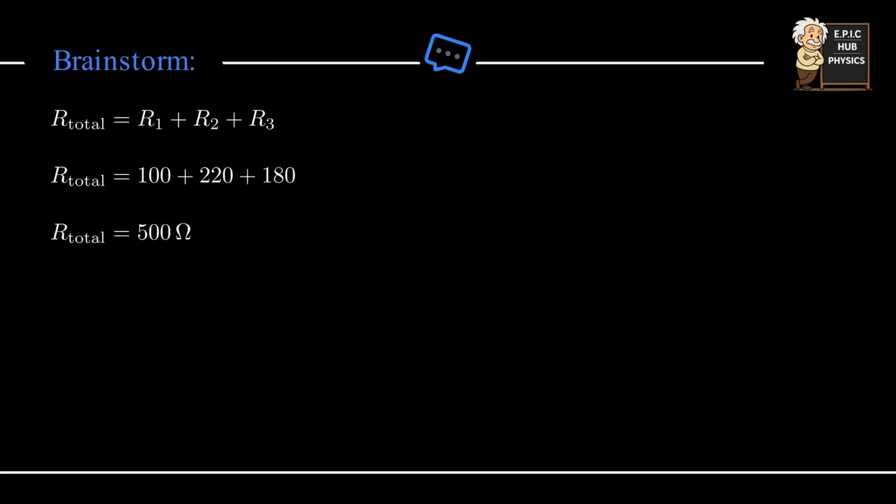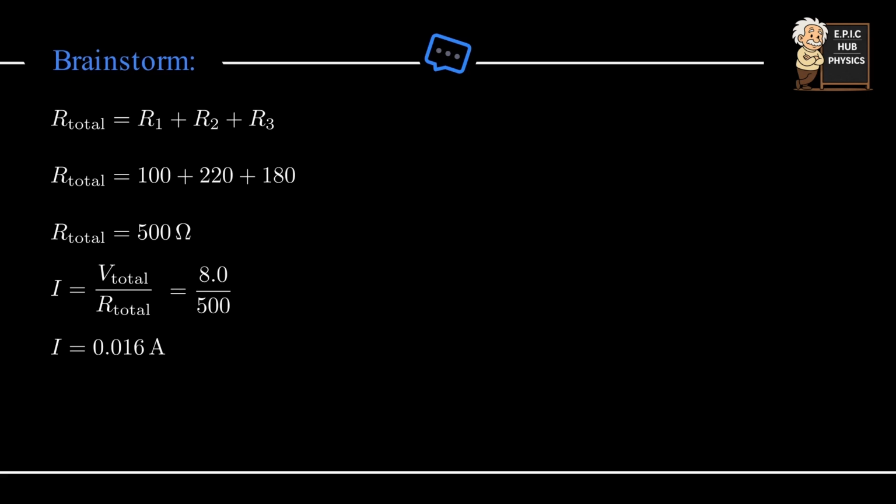Next, we calculate the current in the circuit. Using Ohm's law, current equals the total voltage divided by the total resistance. Substituting in the values, current equals 8 volts divided by 500 ohms. This gives a current of 0.016 amperes.